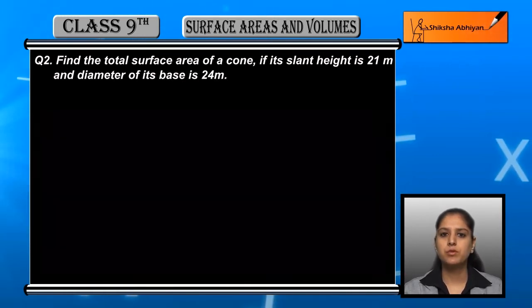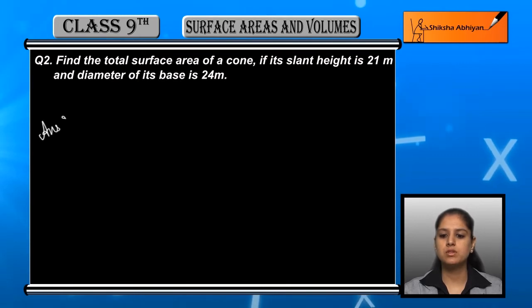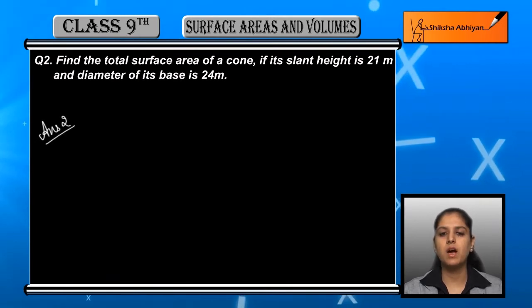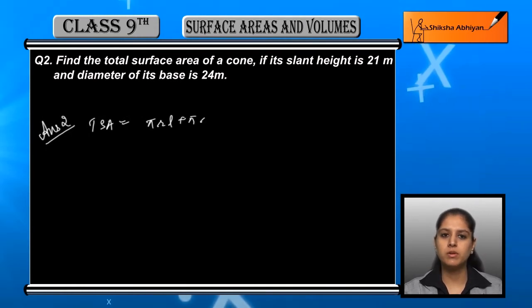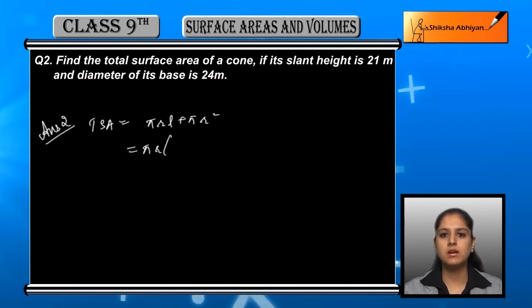Let us see. The formula of total surface area of a cone is equal to pi rl plus pi r square. So pi and r ये हमें कॉमन निकाल लिया. So we get l plus r behind.